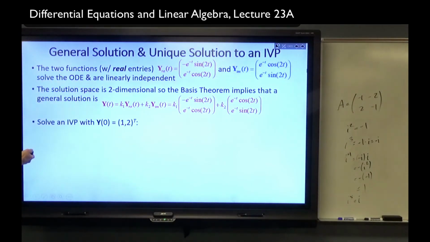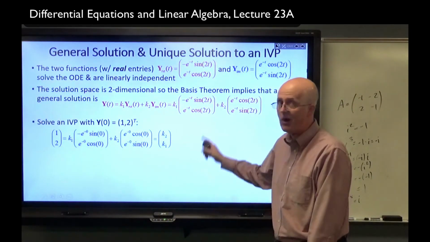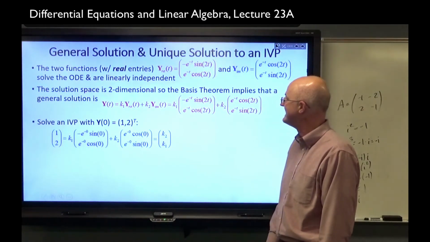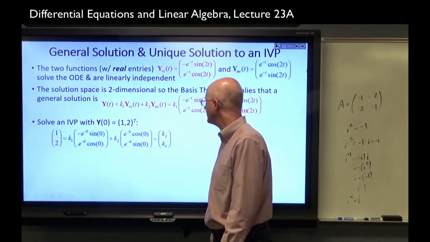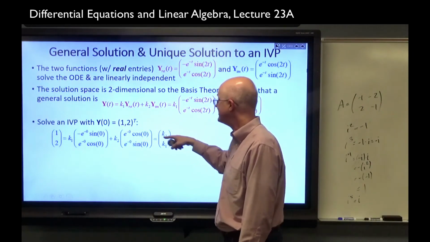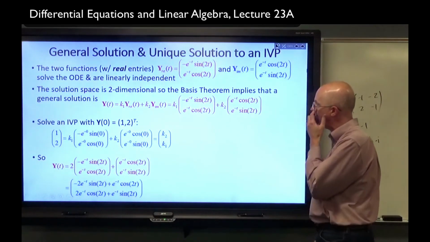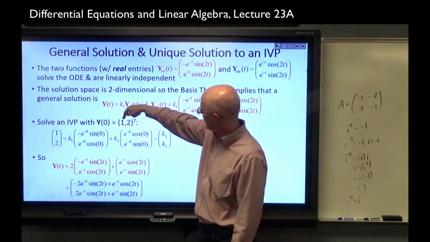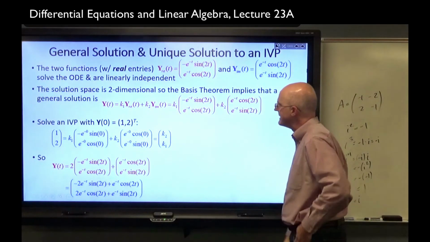Let's solve an IVP. This particular example works out nicely because it's super easy to solve for k1 and k2. They don't always work out this nicely. Since sine of 0 is 0 and cosine of 0 is 1 and e to the 0 is 1, it simplifies to the first component equaling k2 and the second component equaling k1. So our unique solution to the initial value problem with this initial condition, (1, 2), is that function, assuming I have not made a mistake.